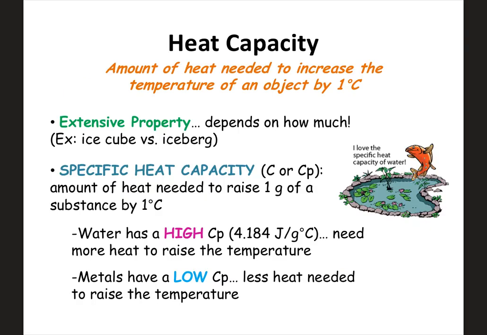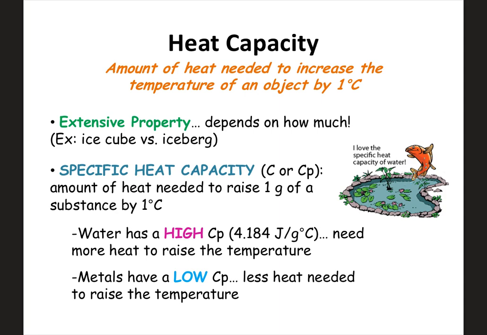This brings us to something called heat capacity. Heat capacity is how much heat is needed to increase the temperature of an object by 1 degree Celsius. So if you wanted to bring the temperature of a substance up by 1 degree Celsius, how much heat would you need? But you need to realize here, this would be an extensive property. In an extensive property, the amount matters. So if you had a little ice cube versus an entire iceberg, the heat capacity is going to be different, even though they're both ice, okay? Because you have a different amount of each. It's going to take a lot less energy to bring the ice cube up by 1 degree Celsius than to bring up the entire iceberg by 1 degree Celsius.